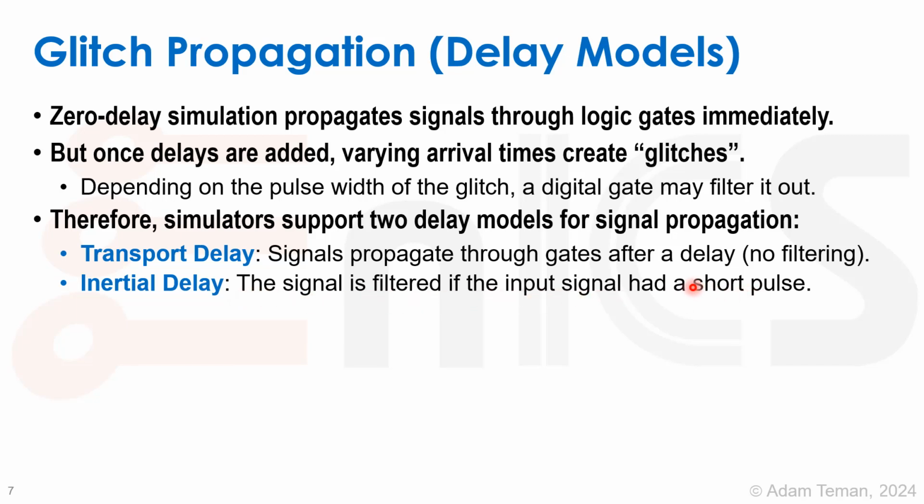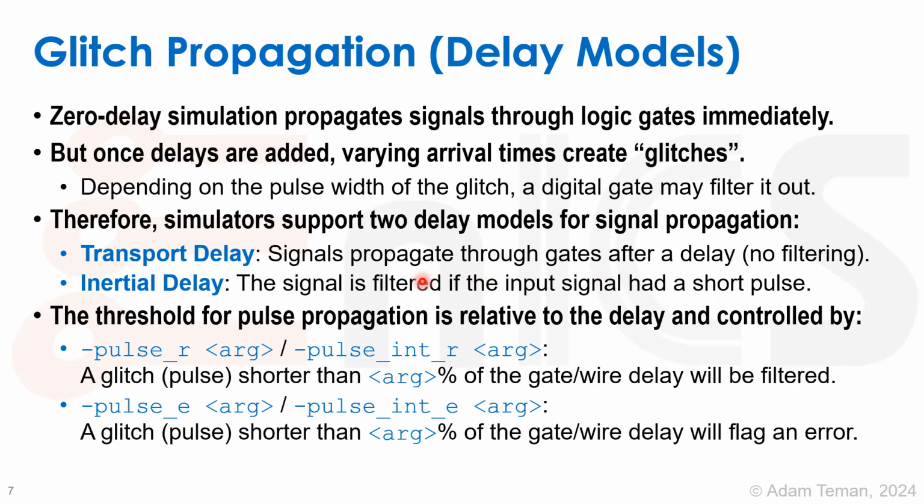But how short a pulse? Well, we set a threshold for this, and the threshold is relative to the delay of the gate. So if the gate has a delay, let's say, of 100 picoseconds, then we can say that pulses shorter than 100 picoseconds or shorter than 50 picoseconds or something like that will be filtered out. The way it's done in Xcelium is with minus pulse_r and minus pulse_int_r and minus pulse_e, minus pulse_int_e, where the r is for reject.